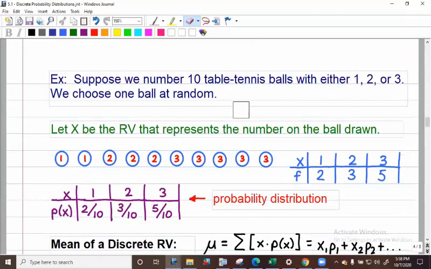Now here's another one. Say we take 10 ping pong balls, whatever you want to call them, and of course this needs to have something numerical. So let's say we take a Sharpie and we mark some numbers on them. We mark 2 of them with 1s, 3 of them with 2s, and 5 of them with 3s.